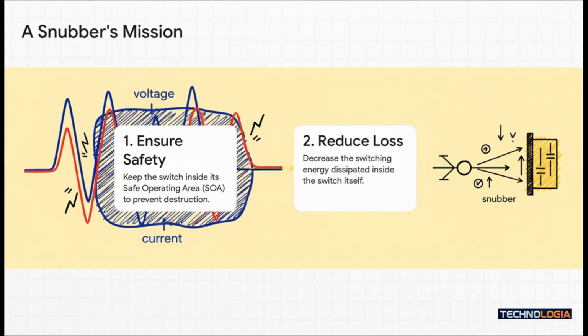So this little bodyguard circuit has two main jobs. Job number 1, keep the switch inside its safe operating area. You can think of that as the zone where it can work without blowing itself up. And job number 2 is to reduce the amount of energy that's lost as heat right inside the switch itself, which is the most delicate part.